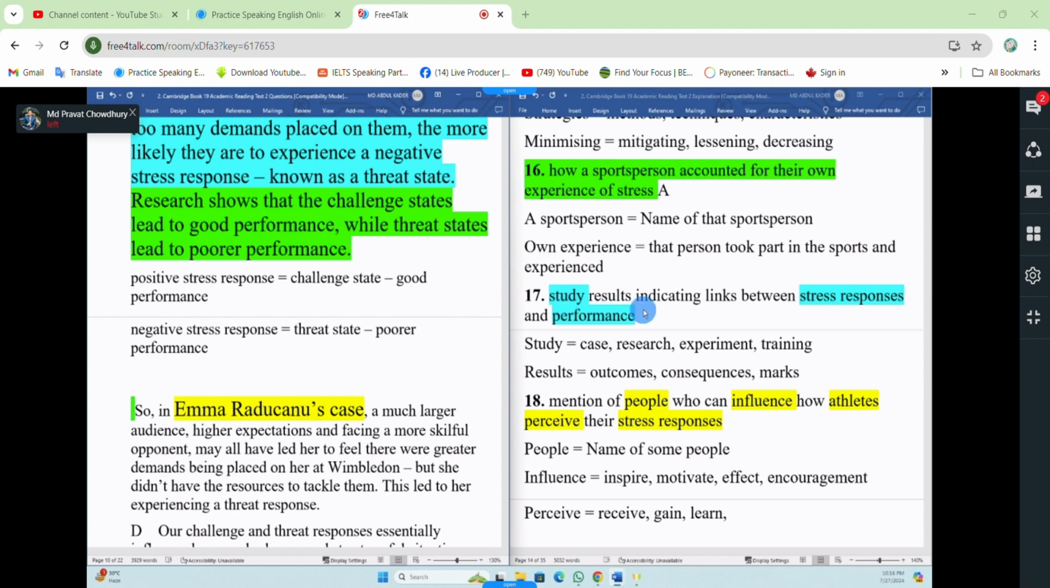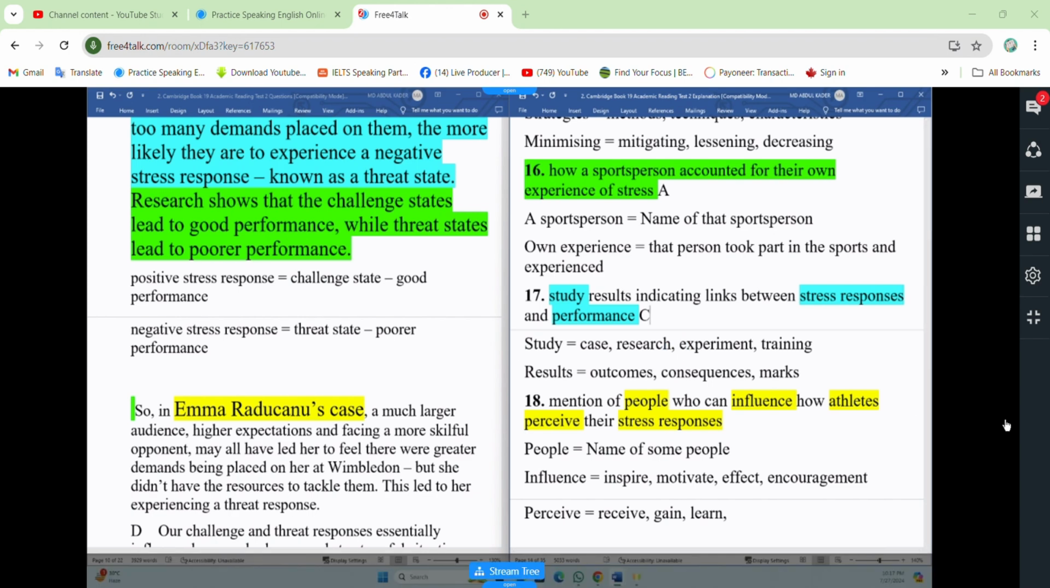The similar meaning. Results indicating links between stress responses and performance. So here we can see positive stress response, good performance, negative stress response, poorer performance. Therefore, the correct answer is C. For question number 17, the correct answer is C.